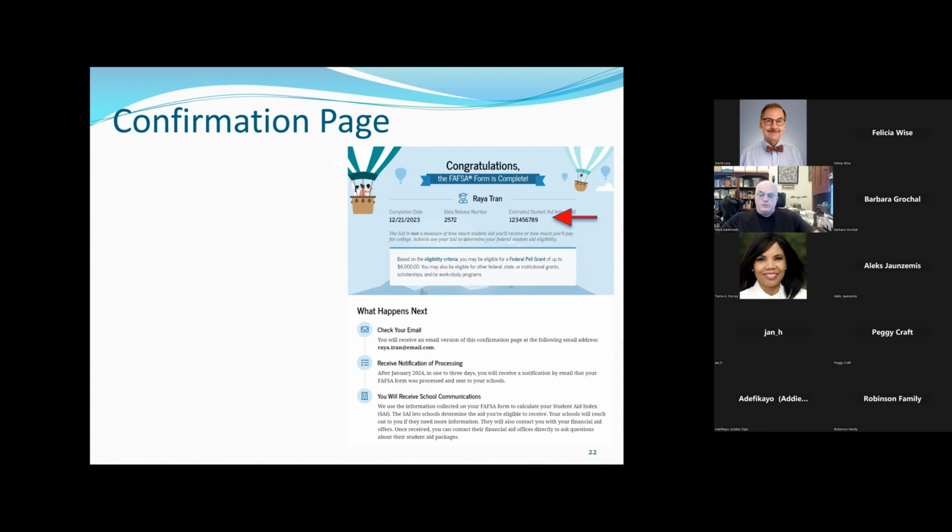Also, the U.S. Department of Education is in the process of updating inflationary adjustments on the tables behind the FAFSA. And so the student aid index may actually change from the one that they saw initially. So wait until you get the FAFSA submission summary to rely on that student aid index number.